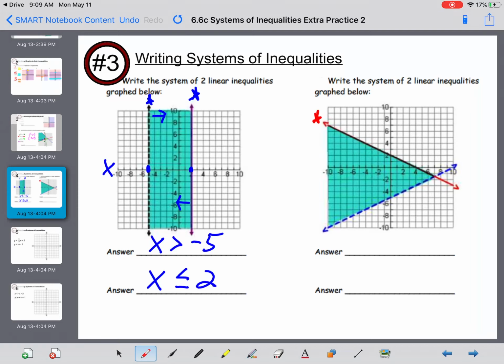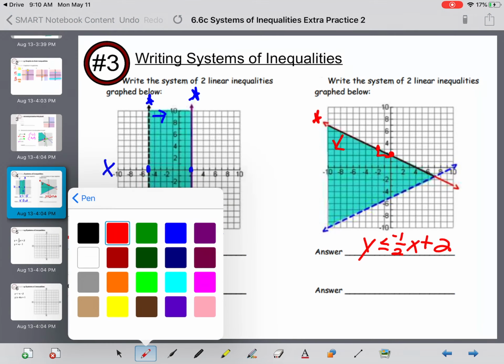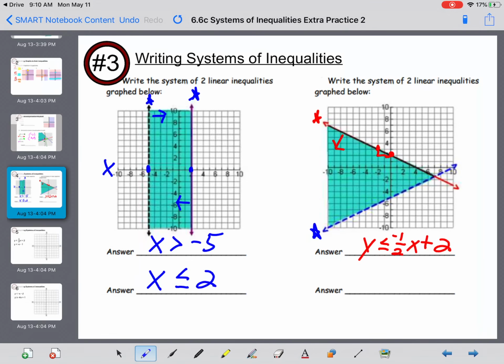Okay. And we're going to take a look. We have our two inequalities here, and these actually have slopes and intercepts, so they are going to start with y. Now we need to determine the slope and the y-intercept. The y-intercept is +2, we know that, so put a +2 at the end. The rise over the run from one point to the next is down 1 over 2, so -1/2 x. And this is a solid line shaded below, so less than or equal to. y is less than or equal to -1/2 x plus 2.